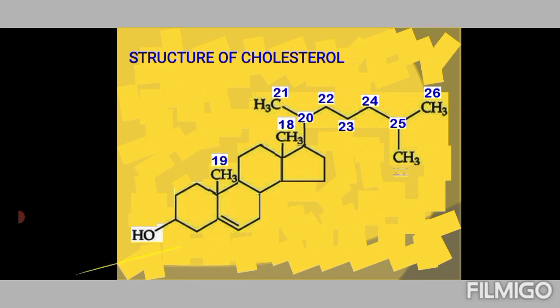So, where does the first carbon start from? It's from here. So, it goes like this, this is the 17th carbon. And so, this is the structure of cholesterol, the cyclopentanoperhydrophenanthrene ring system.